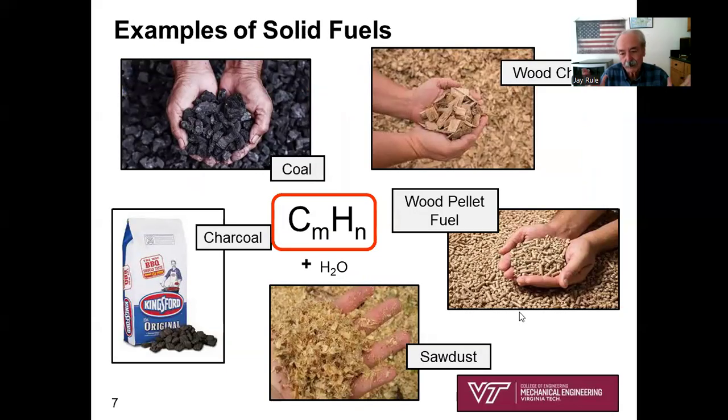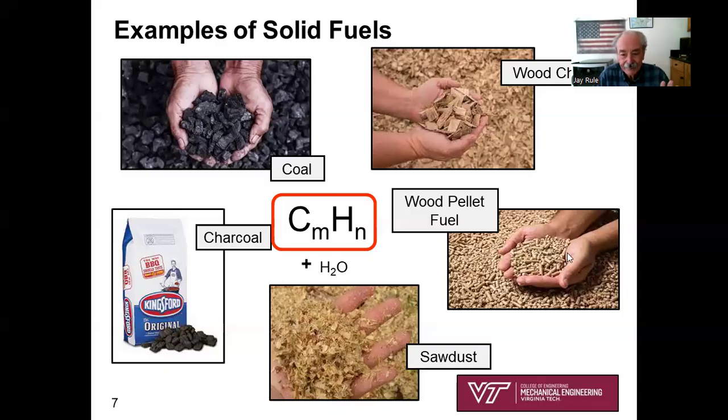And finally, solid fuels. Well, what kind of solid fuels are you familiar with? Certainly charcoal, coal, wood chips, wood pellets, and sawdust. All of these would be examples of solid fuels that are commonly used in combustion. Recognize that we can model those as C sub M, H sub N. Now, on the wood chip side, I've got a lot of practical experience with wood chips. Do recognize that a tree that's just cut down and turned into wood chips can contain up to 50% H2O, water.